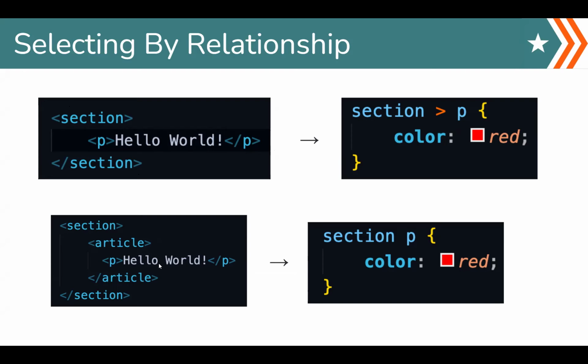Here, the p tag is not a direct child of section. It is a child of article. An article is a child of section. So if you had used this relationship command for your elements to try to grab this one, it would not work, because the p tag is not a direct child of section. It is a child of article. Make sense? Any questions there?